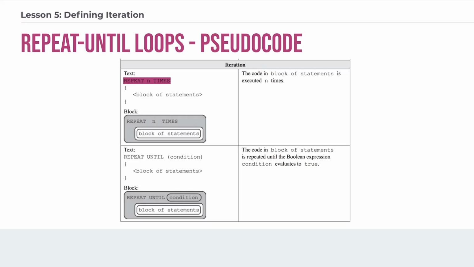Now we have repeat until, and now we see this condition, right? And it's in parentheses. So we know that that is right over here, a Boolean expression. Hopefully that's becoming familiar to you now. That condition is a Boolean expression that evaluates to true or false. And in this case, it needs to evaluate to false in order for the loop to run. All right, so now you are ready to start playing around a little bit more in depth with loops.